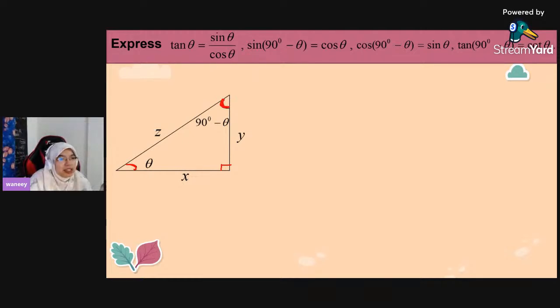The total angle inside a triangle is 180. So yang ni memang polygon punya properties kan, tahulah kan. So the total angle inside a triangle is 180. So if let's say this is 90 degree, and that is your theta, that means the other one must be 90 degree minus theta. So you can actually do 180 minus 90 degree minus theta. Then you can see that over here, we must have 90 degree minus theta. Okay, so that is how you know what is the angle over here. Okay, so now, what is tangent theta?